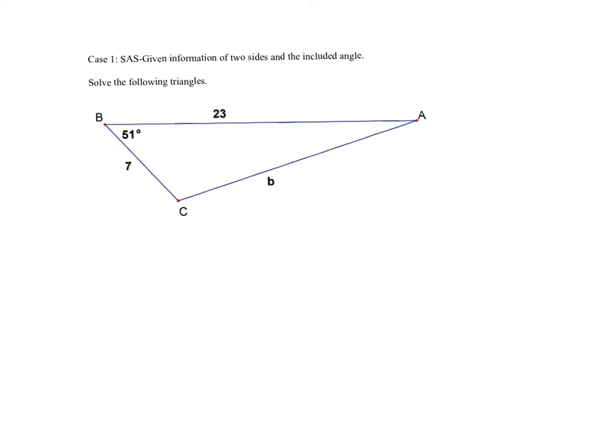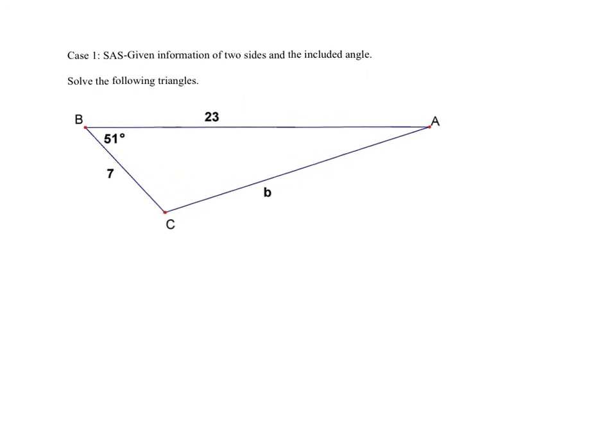So let's look at an example of each of these. Let's first look at side angle side. In this case, I have angle B of 51 degrees. I have side little c, which is 23, and little a, which is 7. So what I have to find here is side b, angle C, and angle A.